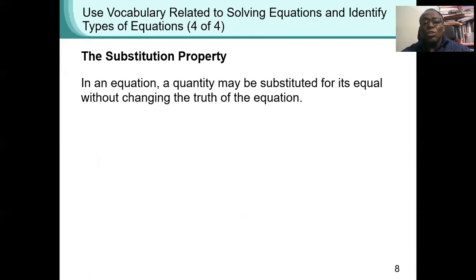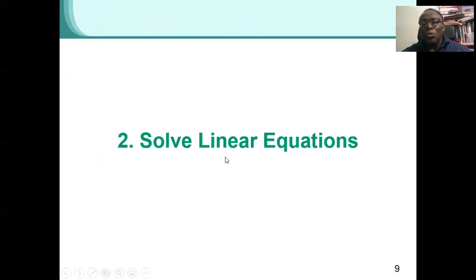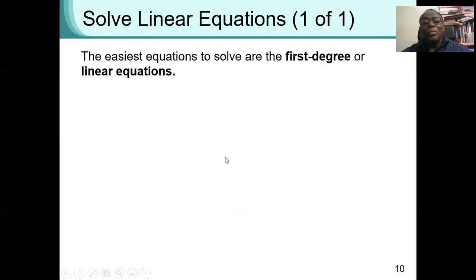We also have what we call the substitution property. For example, in an equation, a quantity may be substituted for its equal without changing the truth of the equation. So let's see an example of what we mean in a problem.